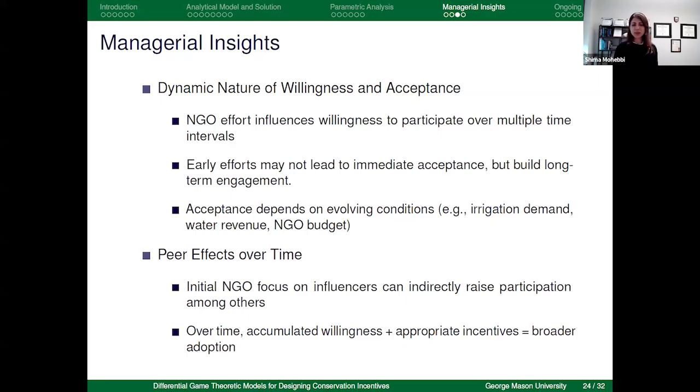Last but not least, NGOs need to understand the peer effects over time. Highly influential users affect the future willingness of less influential peers. Initial NGO focus on influencers can indirectly raise participation among others, and over time, the accumulated willingness plus proper incentives would lead to broader adoption. And one example that we discussed was the forced groundwater user in the fall season, whose acceptance was delayed, but yet positive peer participation drove their behavior.